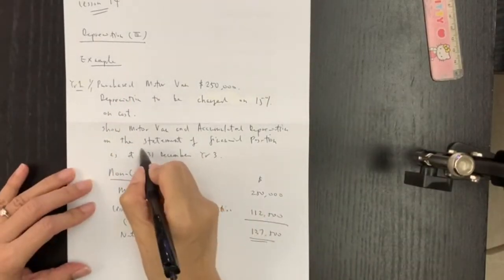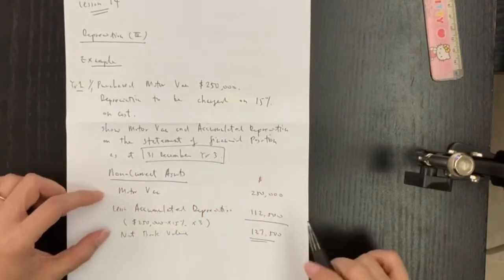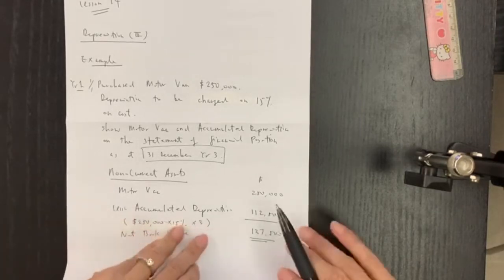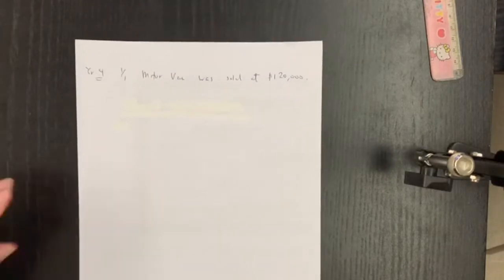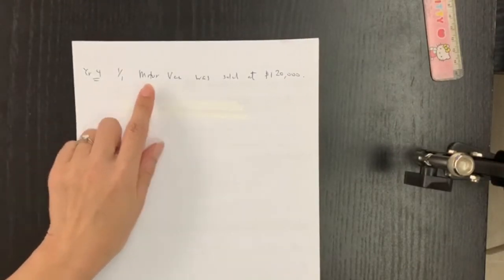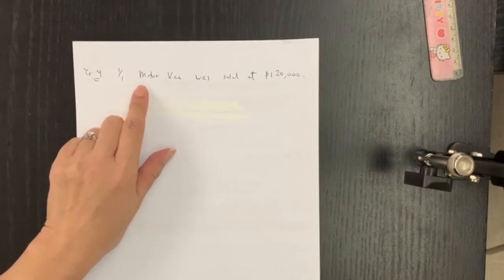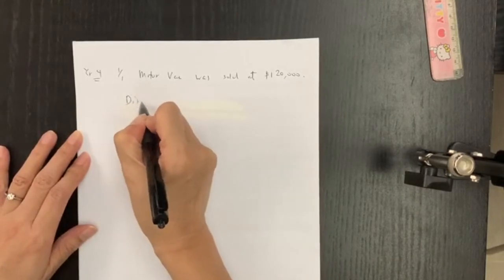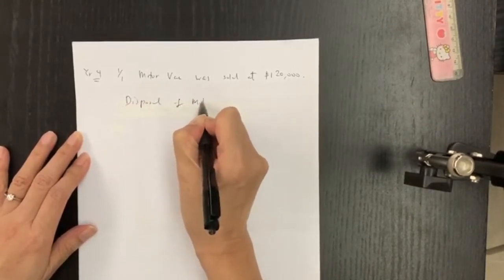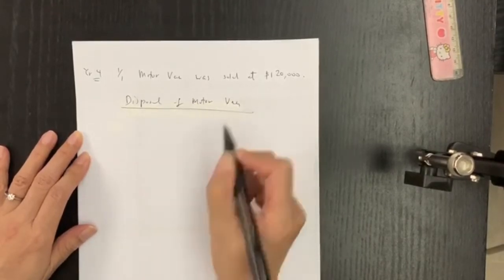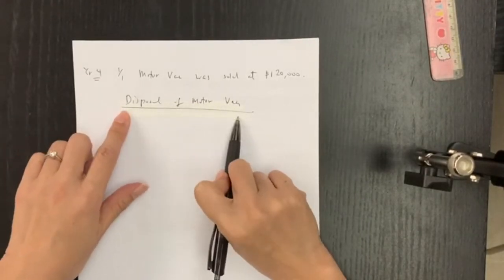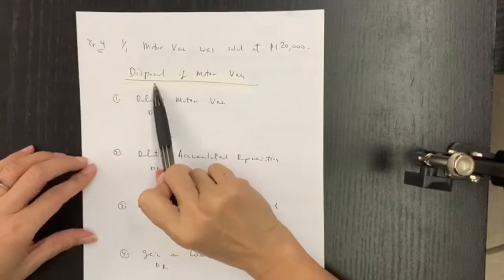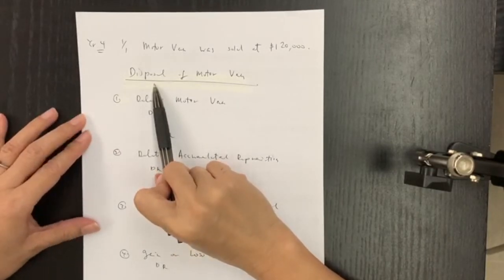All right, so that means at the end of year 3, we have information related to the motor van in the statement of financial position. Right after that, on 1st of January in year 4, something happens to the motor van, and the motor van was sold at 120,000. That means there is a disposal of motor van. We don't need the motor van any more. We are going to sell this motor van, so we call that disposal. Next we come to the double entries for disposal of motor van.